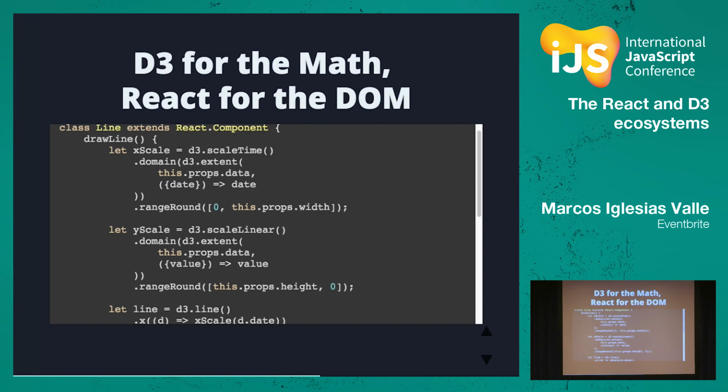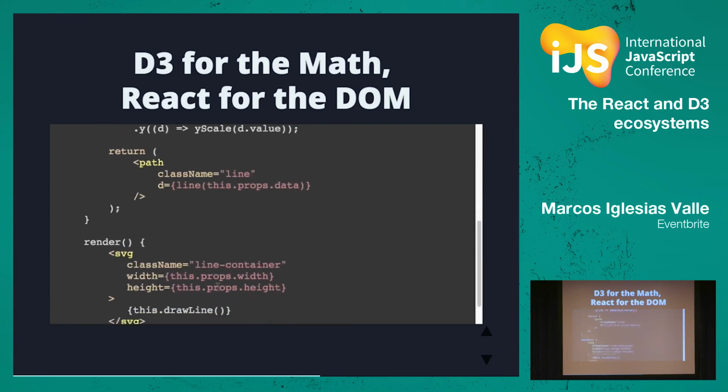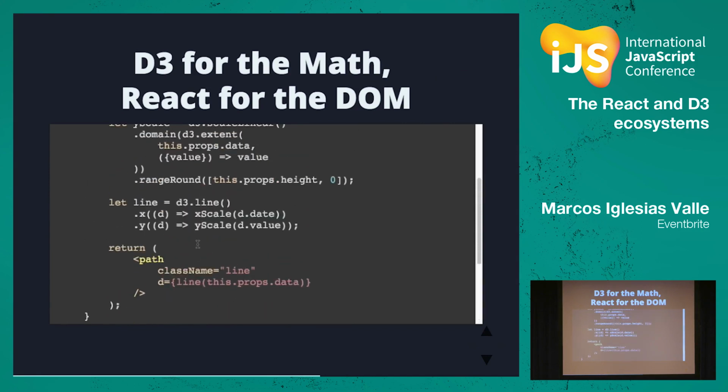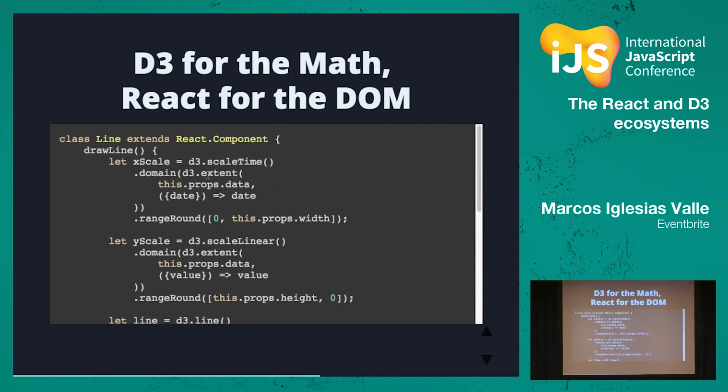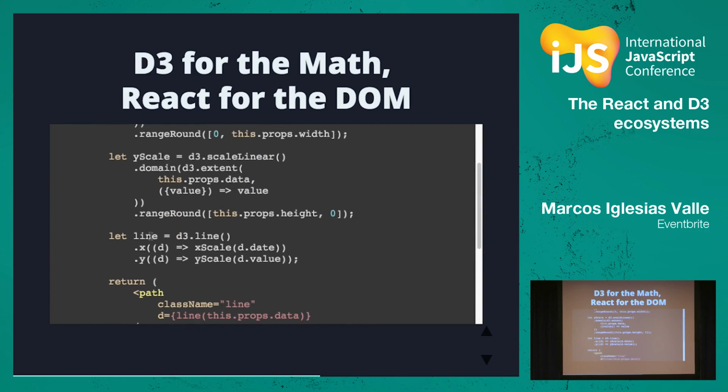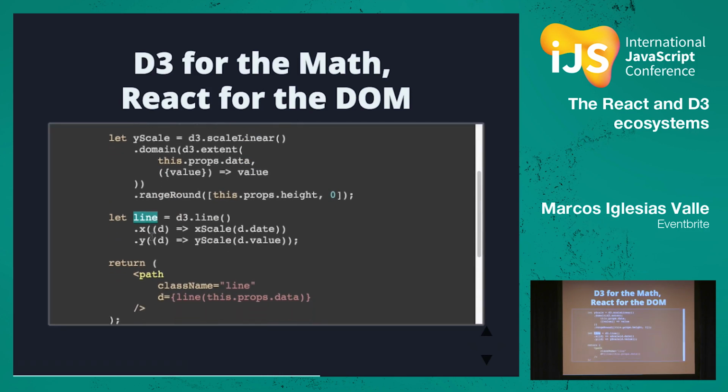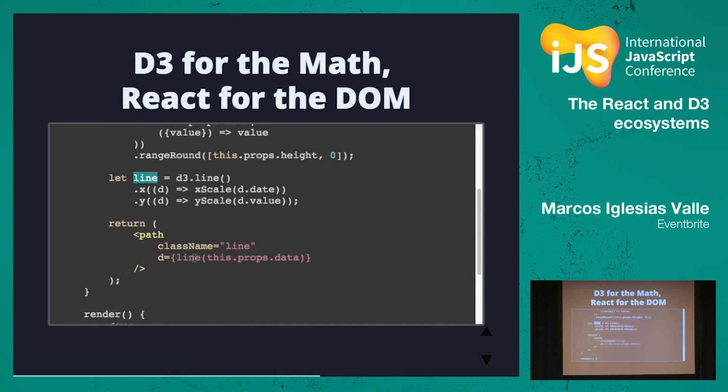Yeah, here we get the line. So we have the SVG, and then we have the path, and then we have the scales and the line. So this is going to give us the path for the SVG that we're going to use here, passing the data as the input.